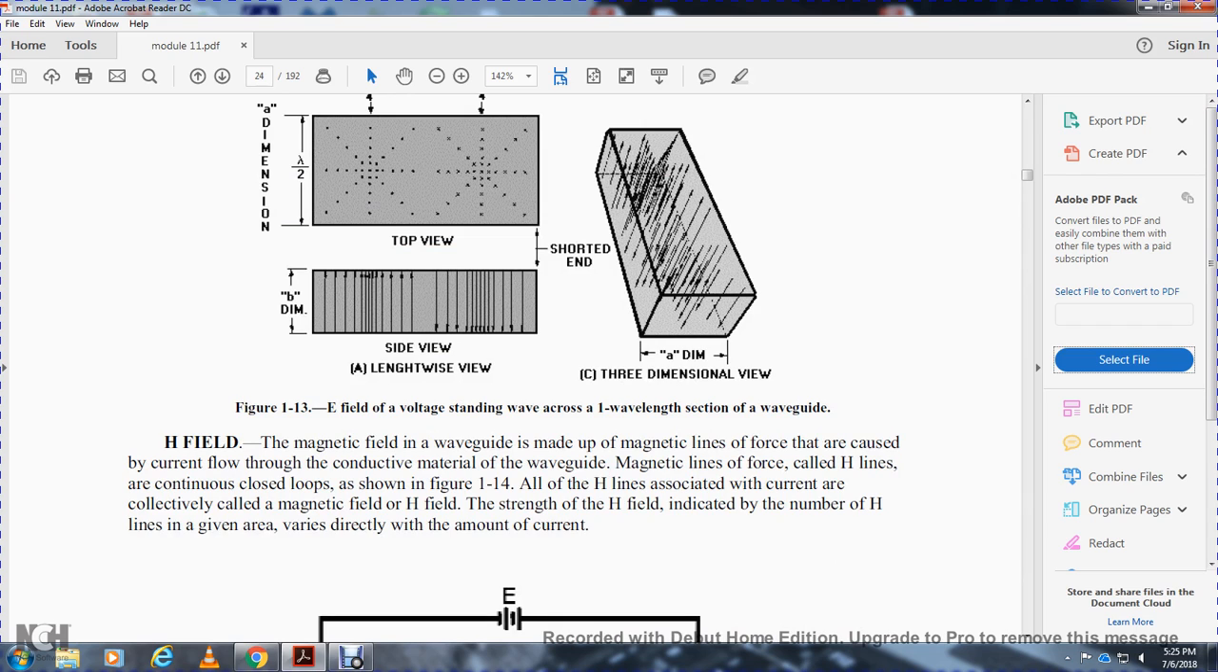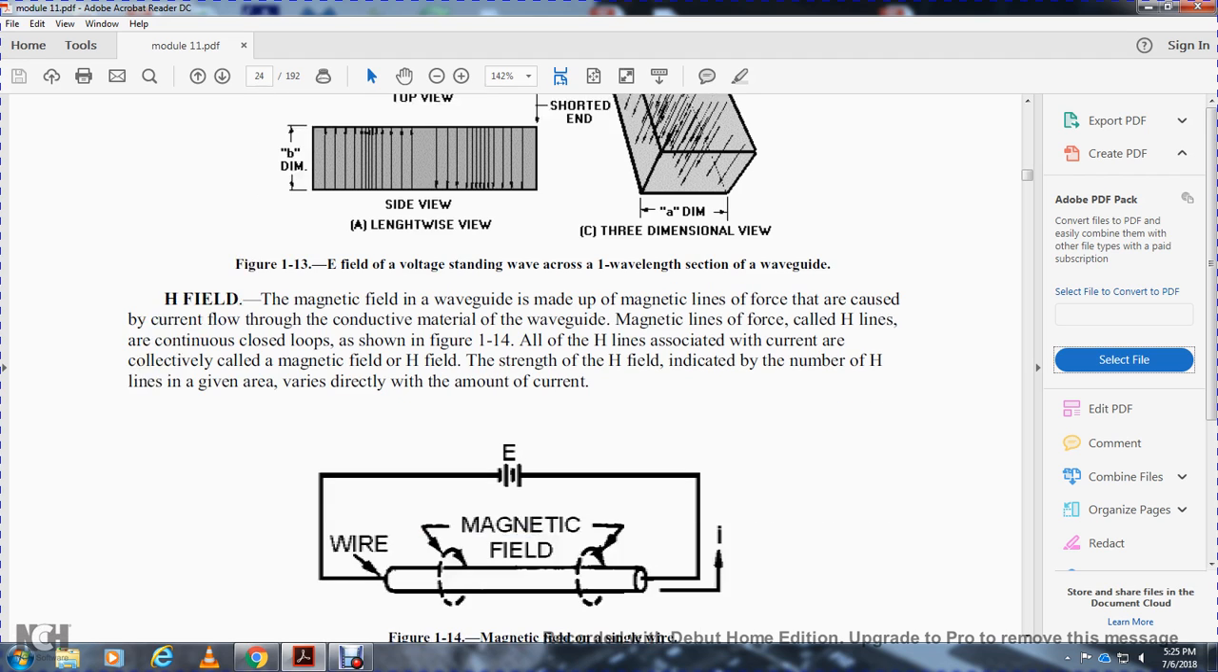The magnetic field, H field. The magnetic field is made up of magnetic lines of force caused by the current flowing through the conductive material of the waveguide. The magnetic lines of force are called H lines. Continuous closed loops are shown in figure 114. All of the H lines are associated with the current or collective magnetic field. The strength of the magnetic field is indicated by the number of H lines in a given area, which varies directly with the amount of current.